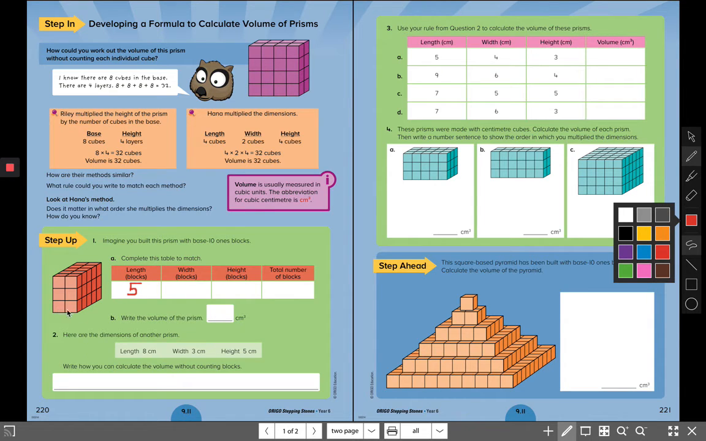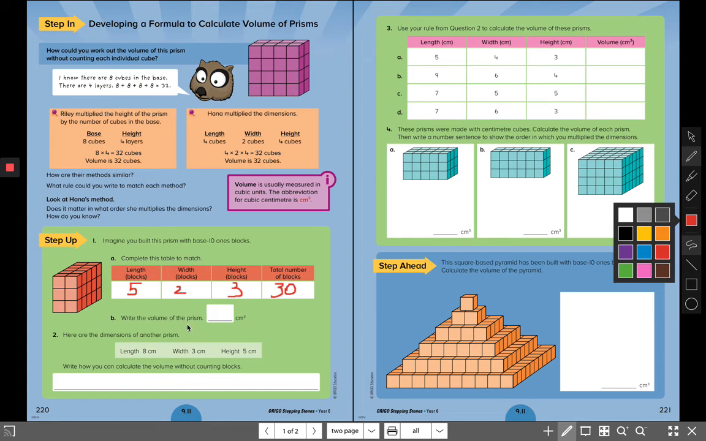Our width is very easy, it is 2 blocks. And our height is 3 blocks. And remember, we need to multiply all of them. We do not add, we multiply, because remember, we are finding the total number of blocks. We're not just adding one side, another side, and another side. We are multiplying them. So 5 times 2 is 10, times 3 is 30. So the total number of blocks is 30.